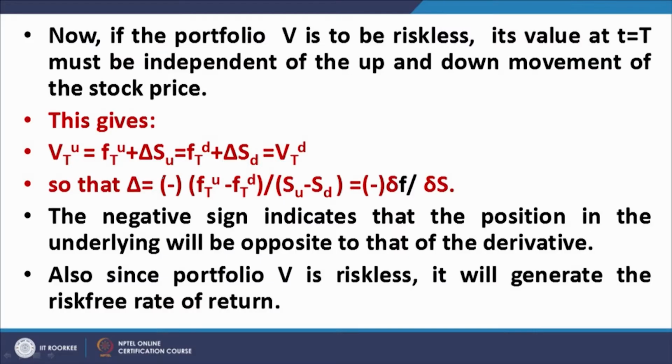If the portfolio value does not change, what does it mean? It means that sitting here at T equal to 0, we are able to precisely predict the value of the portfolio at T equal to capital T, and that means that our process is devoid of any randomness, and that means our process is totally risk free. So, if the portfolio V is to be riskless, the value at T equal to capital T must be independent of the up and down movement of the stock price. This gives us this equation, let us call it equation number 1.